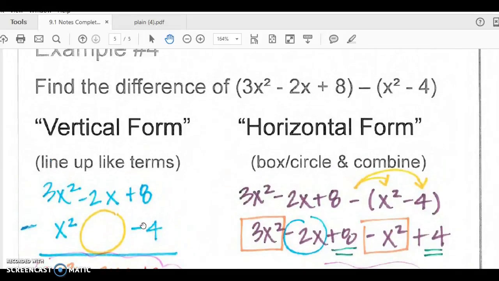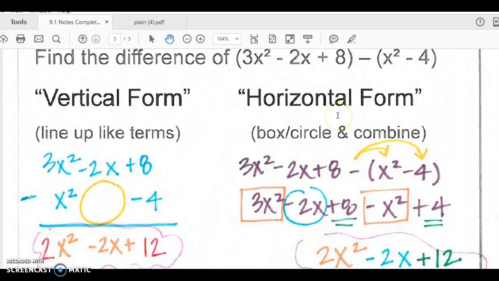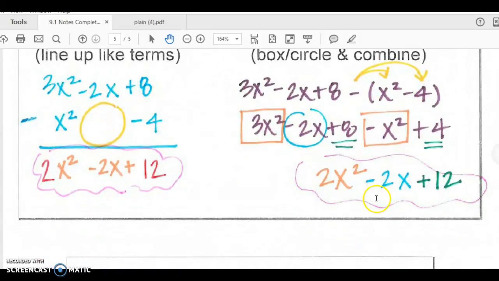Which is why I would probably tend to use the horizontal method if I'm subtracting, because you're going to distribute that negative through the parentheses. Drop the first set though, 3x squared minus 2x plus 8, and then distribute the negative through the second parenthesis. Negative x squared plus 4. Box and circle, 3x squared minus x squared is 2x squared. Negative 2x stays by itself. Plus 8 plus 4 is plus 12.